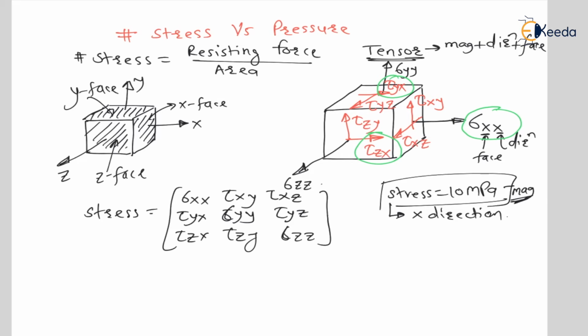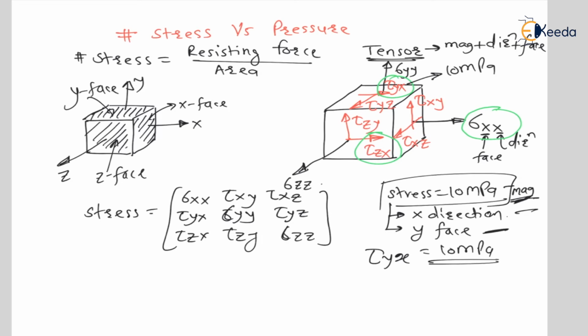But if I provide you the phase, let's say it is acting on y face, means it is tau yx. Tau yx means this magnitude they are providing, tau yx is equal to 10 megapascal. Means to define stress we need magnitude, we need direction, as well as we need phase. Hence stress becomes a tensor quantity.